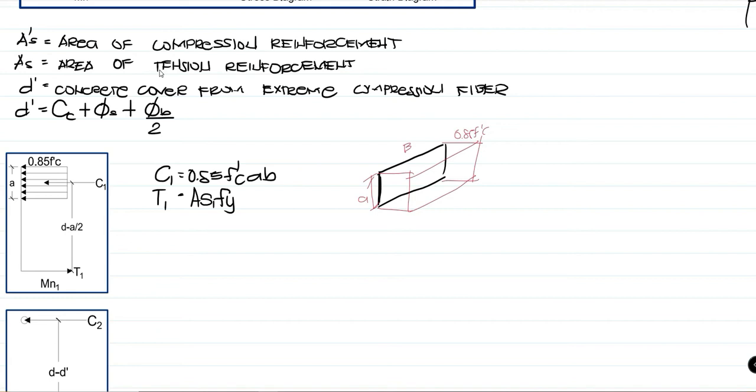So, for the moment, coming from this diagram, we will have the first nominal moment, which is equivalent to C1 times the moment arm. This is the moment arm, D minus A over 2. So, that will be C1 times D minus A over 2. Or, it can be T1 times D minus A over 2. So, that will be the first nominal moment coming from the first diagram.